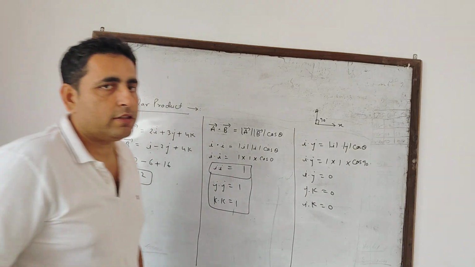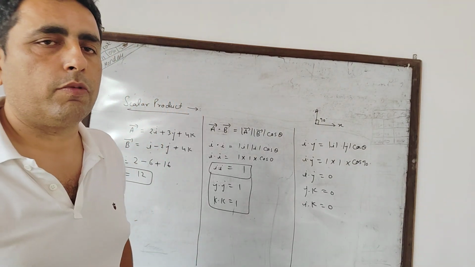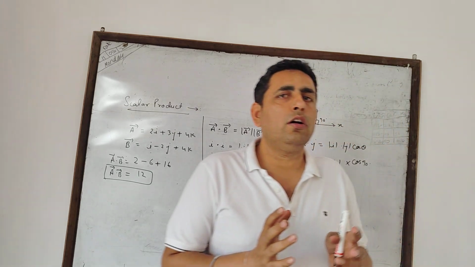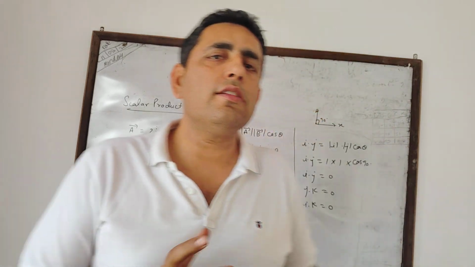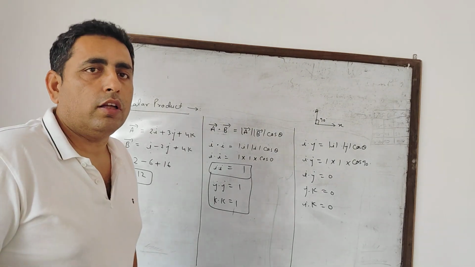Okay. So this is the method where we can find out the value of the scalar product, the dot product. When will we apply this? We will apply this when we are going to find out a scalar quantity, like work done. Thank you.